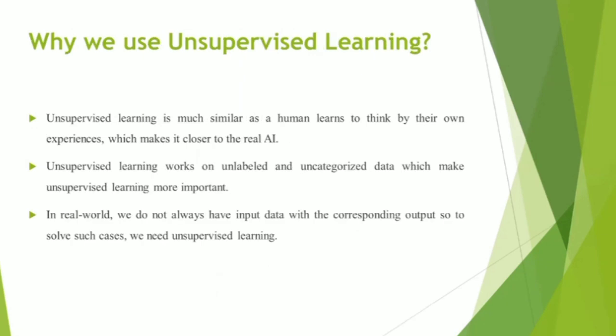Why are we using an unsupervised learning algorithm in our project? An unsupervised learning algorithm is much like a human learning to think from their own experiences, which makes it closer to real AI. Unsupervised learning works on unlabeled and uncategorized data, which makes it more important. In the real world, we do not always have input data with the corresponding output. To solve such cases, we need unsupervised learning algorithms.